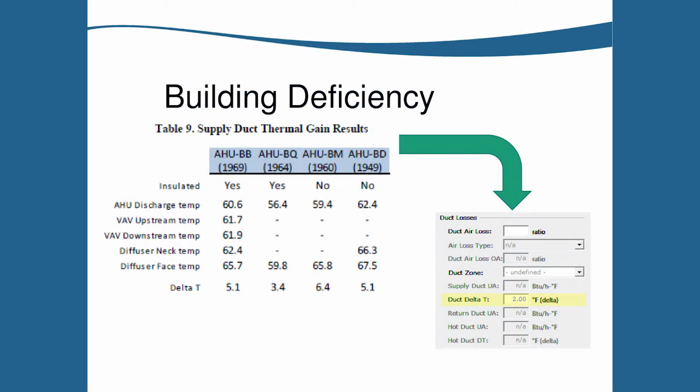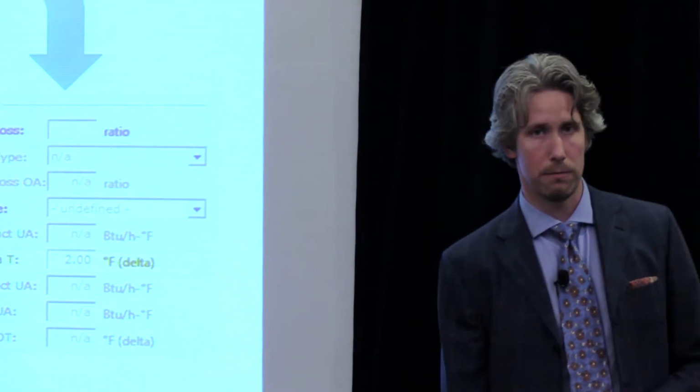So we took some measurements, and we found that the supply air temp increased 5 degrees from the air handler to the outlet, which is pretty darn significant. In the energy model, there is a place for that, duct delta T. So in this particular case, that number should be 5. And that's where it appears in the energy model.